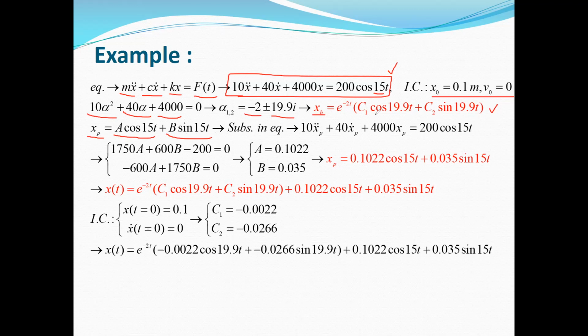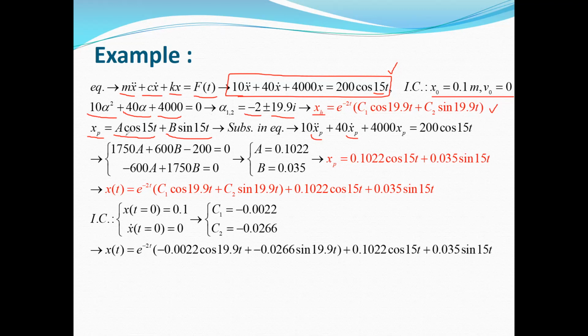This is the main equation. So we need to calculate xp dot and xp double dot. Xp double dot is the second derivative of xp with respect to time, and xp dot is the first derivative of xp with respect to time. The first derivative of xp is taken from a cosine 15t plus b sine 15t. The derivative of cosine 15t is minus 15 times sine 15t, and the derivative of sine 15t is 15 times cosine 15t. So this is xp dot.